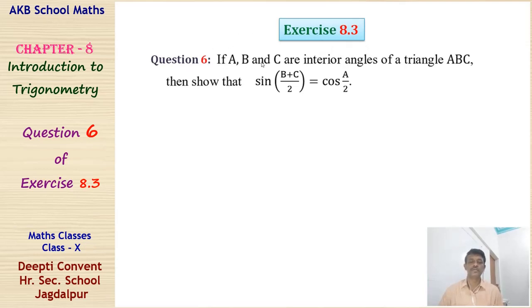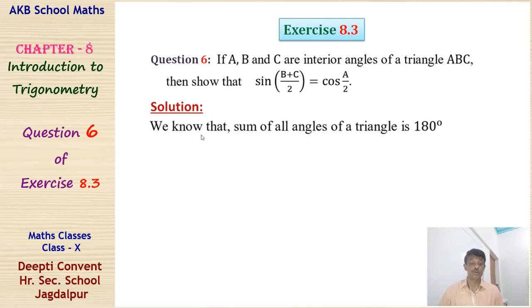Question 6 of exercise 8.3. Here A, B, C are interior angles of a triangle. Then show that sin((B + C)/2) equals cos(A/2). You know, if ABC is a triangle, then the interior angles A, B, C, their sum will be 180. By using this condition and also the ratios of complementary angles, we have to try to show that sin((B + C)/2) equals cos(A/2). Now let us try to solve this question.